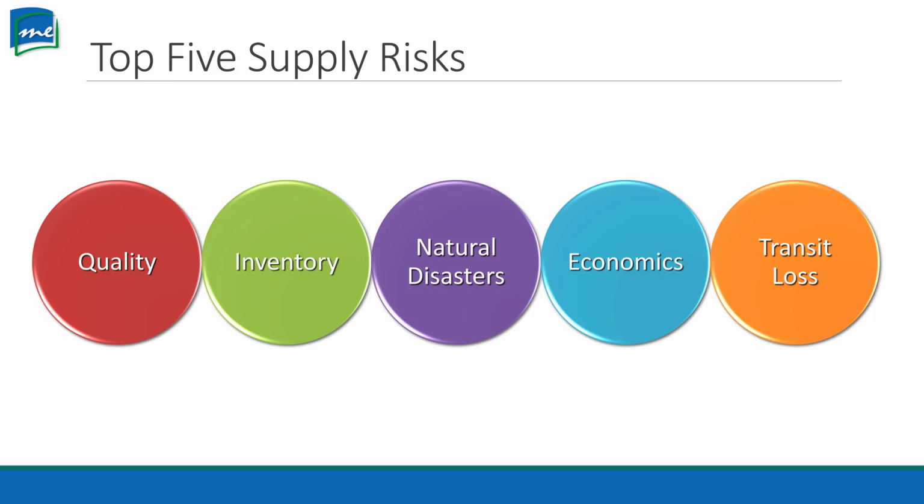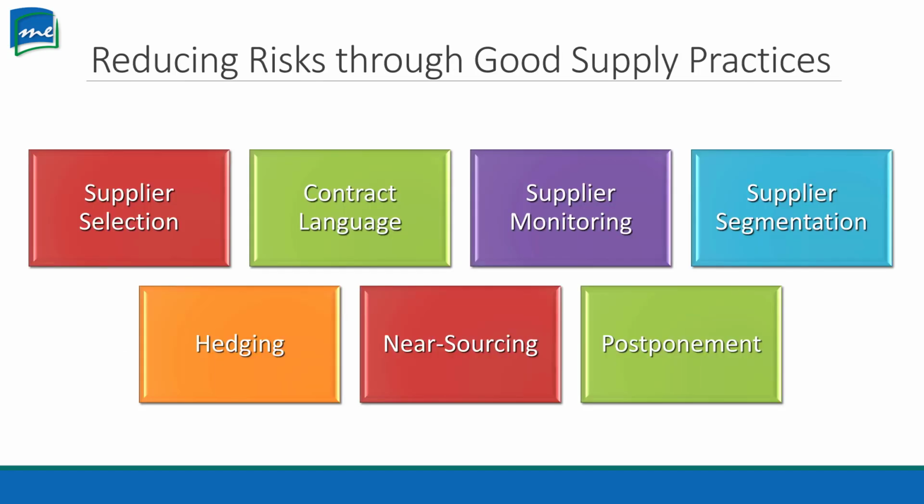And transit loss. So did it get stolen from the truck? Did it go missing somewhere, or was not enough put on the truck to begin with? We have all these things that could possibly go wrong, and these are just the 5 top supply risks. So how do we reduce these risks? Well, we have some good supply practices that we can use.